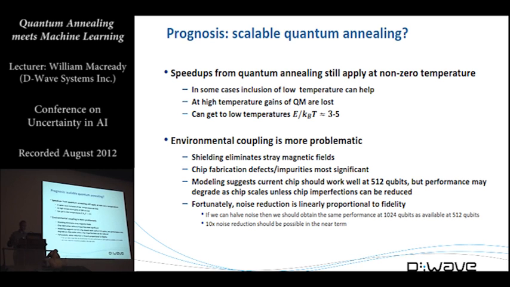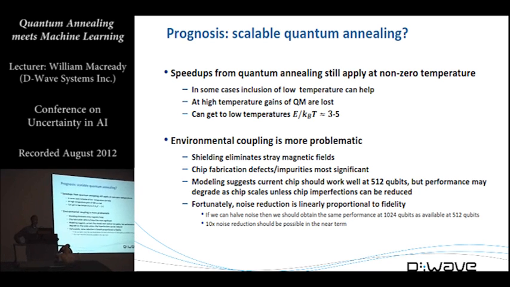More problematic are these environmental couplings. And so that's why we've gone to great pains to limit the amount of electrical noise that's coming down to the chip and shield it from stray magnetic fields. So in fact, we've done a good enough job there that most of the noise that's relevant now actually comes from the chip itself. When you go to fabricate one of these devices, there are defects, and not all the qubits are created identically, and those sources of noise are actually the dominant problem in chips like this and scaling it up.